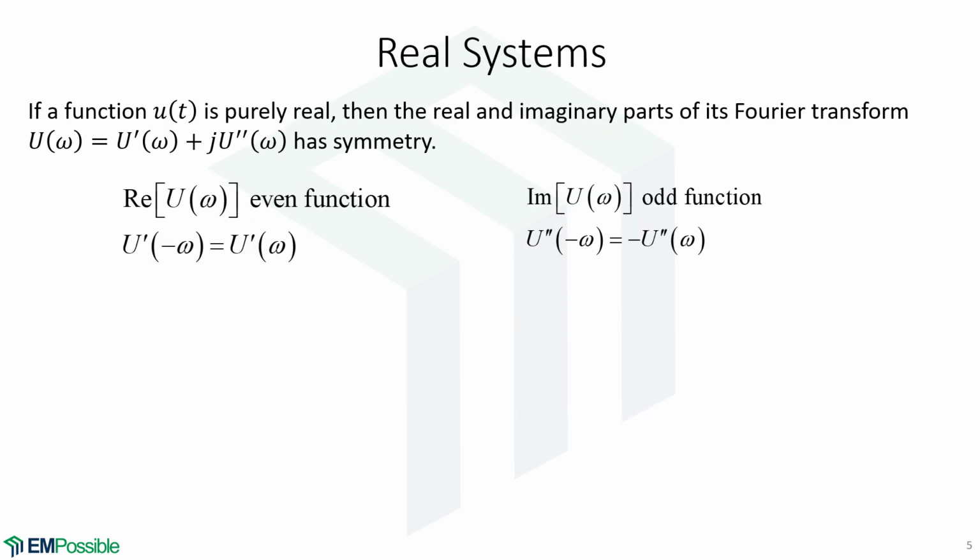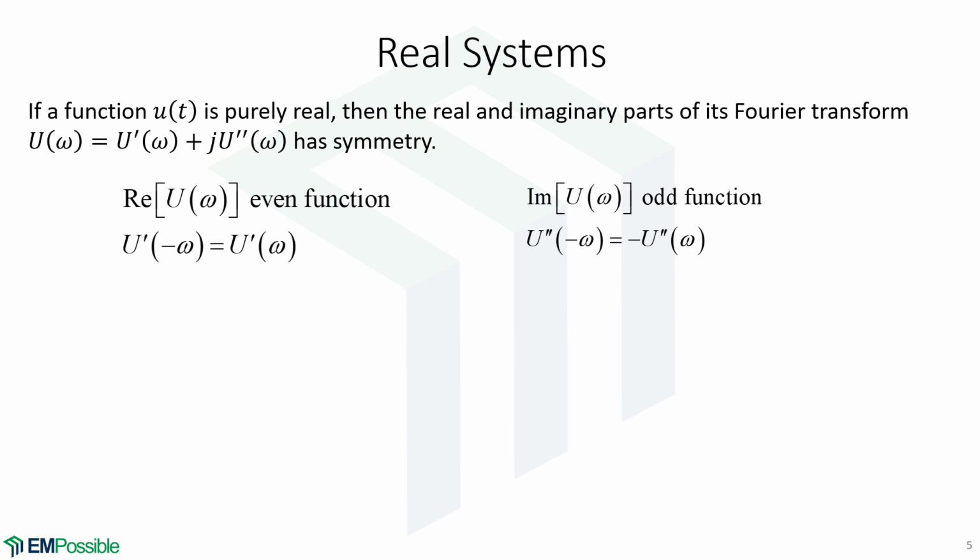Let's think about what happens when we have a real function. And in this case, I'm calling that real function u of t. If that is purely real, and I calculate the Fourier transform, that Fourier transform is in general a complex number. It has a real and imaginary part. And the single prime indicates the real part, and the double prime indicates the imaginary part. Well, it turns out if that original function is purely real, then the real and imaginary parts of the Fourier transform actually have a symmetry.